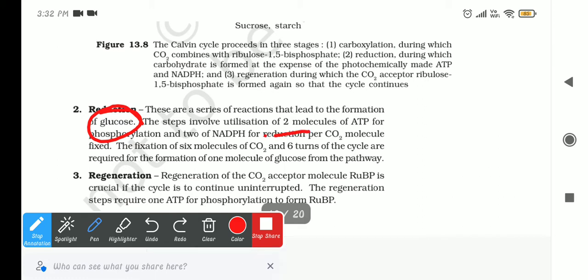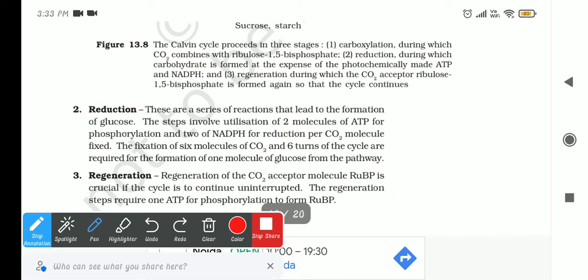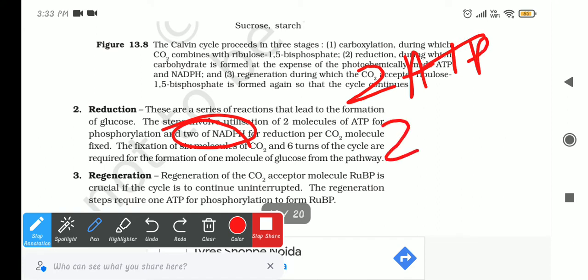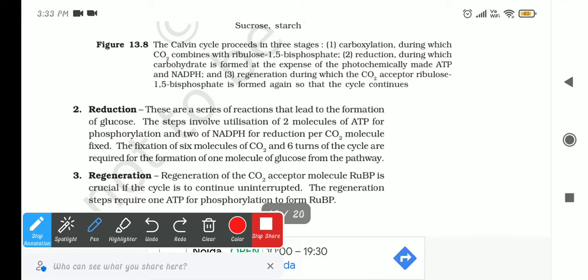The steps involved are the utilization of 2 molecules of ATP for the phosphorylation, with 2 of NADPH, for the reduction per CO2 molecule fixed. So the fixation of 6 molecules of CO2 and 6 turns of the cycle are required for the formation of 1 molecule of glucose.